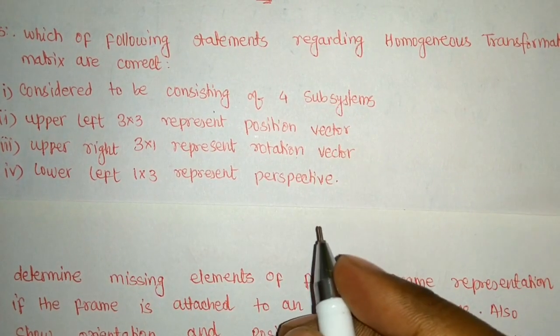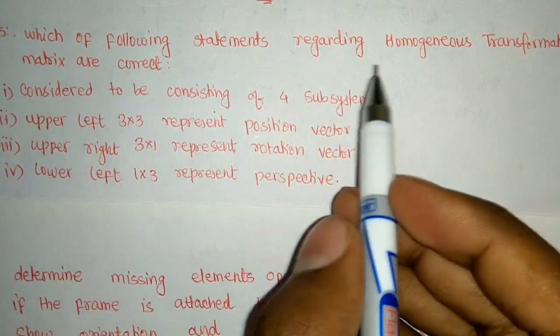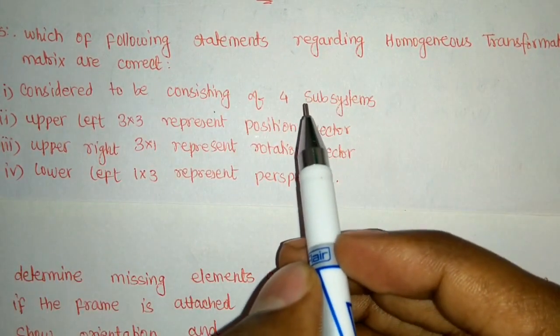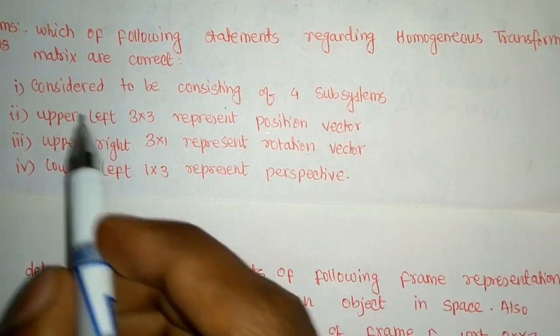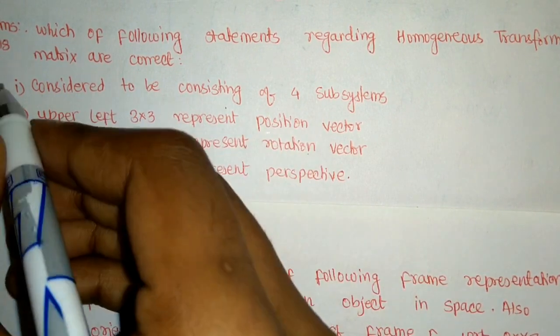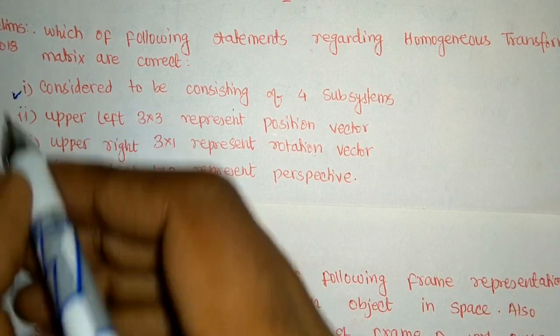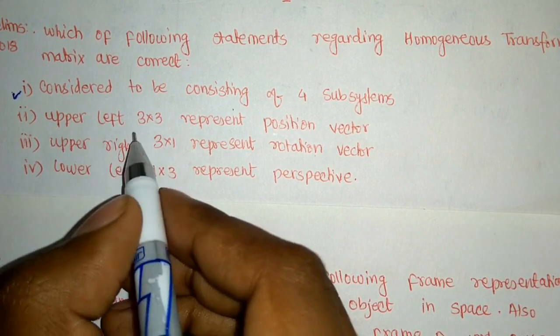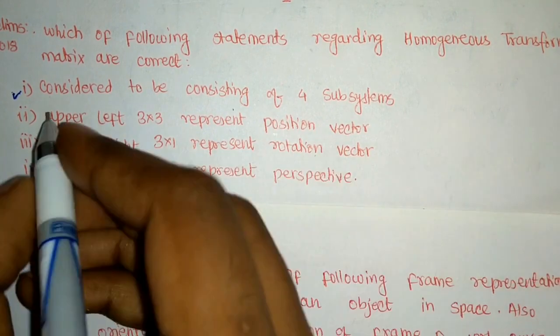Let's look at the previous year questions. The question asks which of the statements regarding the homogeneous matrix are correct. The first statement says it consists of 4 subsystems. Yes, that is correct, we have seen that. The second statement says the upper left 3 by 3 represents the position vector. No, it represents the rotation, so this is wrong.